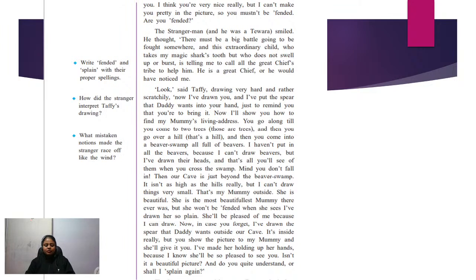So, on the other hand, this conversation was going on between the two. Whatever Taffy said, the stranger man couldn't understand, and whatever the stranger understood, Taffy was not saying that. On the other hand, the stranger man thought that there will be a big battle soon, and this child, Taffy, wants me to call for help. She wants that I should go to her tribe people and get some help for them.